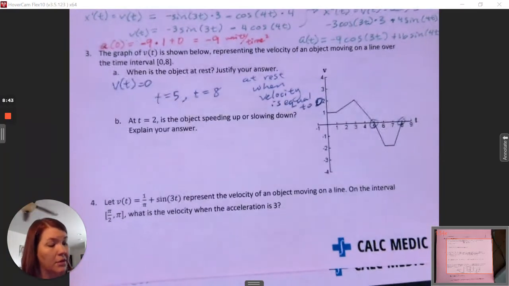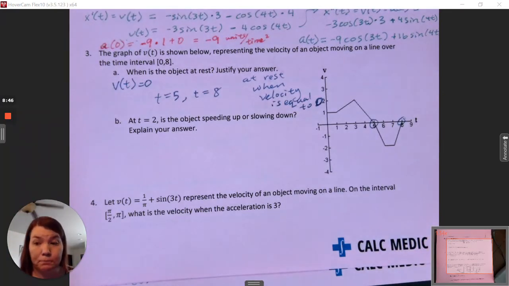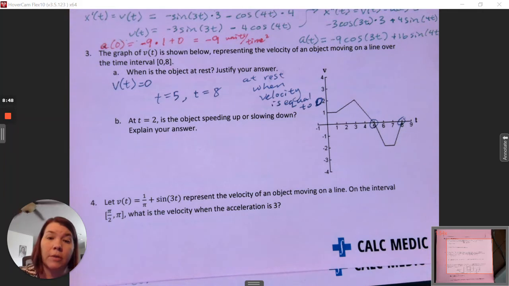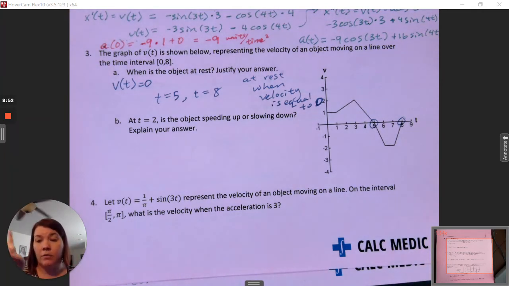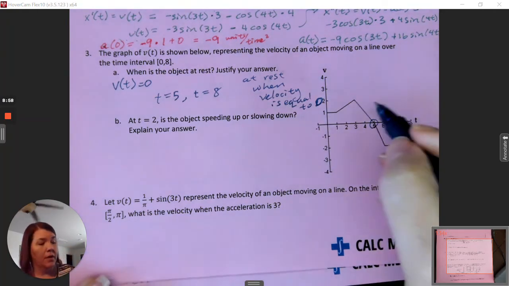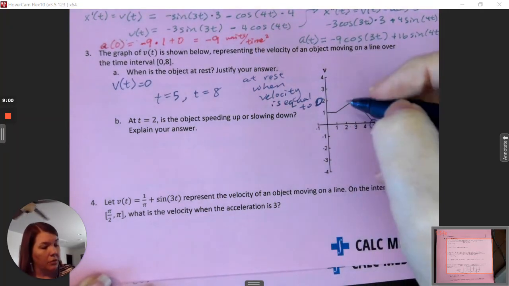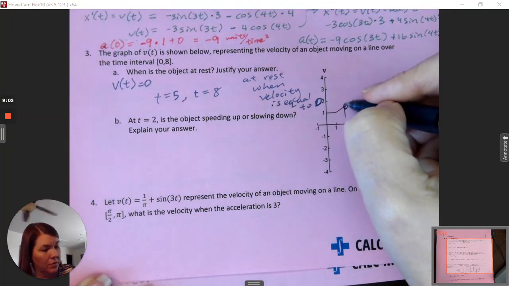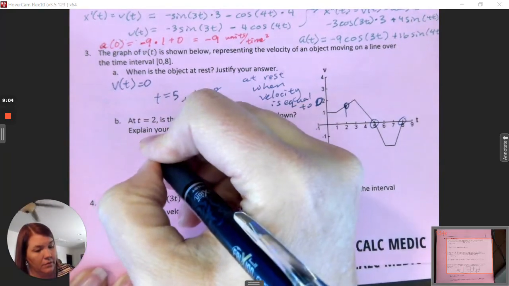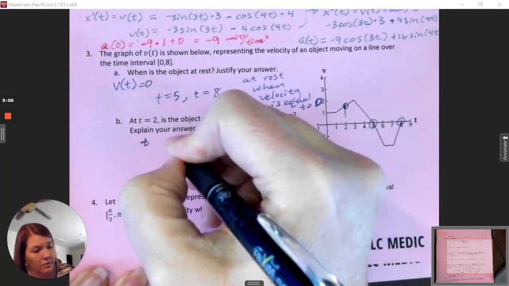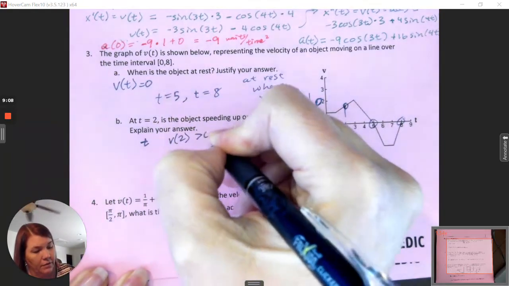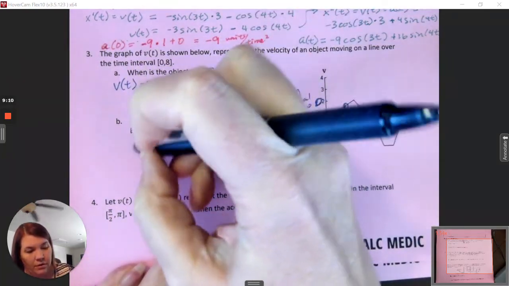At time 2, is the object speeding up or slowing down? In order to determine that, I need the sign of the velocity and the sign of the acceleration. So at time 2, velocity is positive. So v of 2 is greater than 0. I don't care what it is, it's greater than 0.